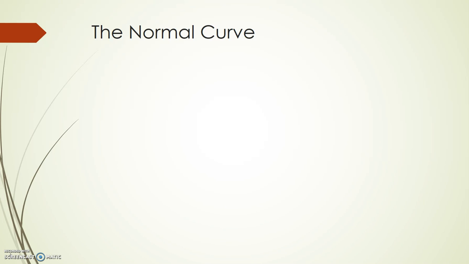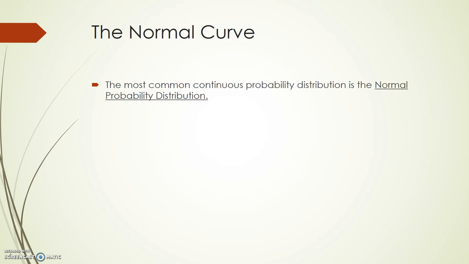First of all, what does the normal curve look like? The most common continuous probability distribution is the normal probability distribution. The normal probability distribution is one type of continuous distribution. It looks like this. No doubt you would have seen it before.